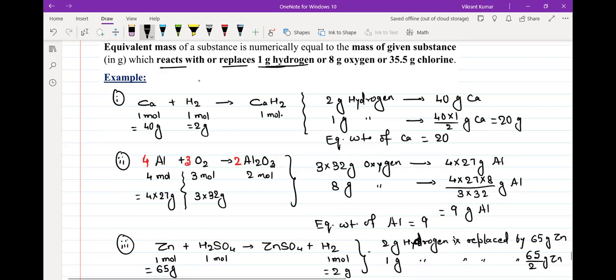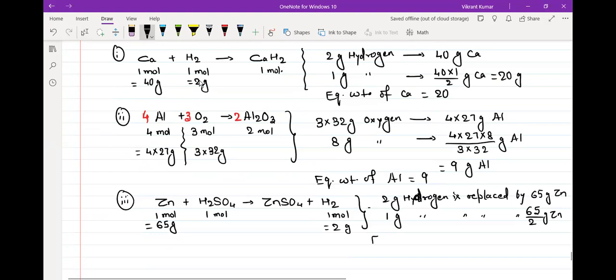And that's why if they are asking what is the equivalent weight of zinc, we'll say 65 by 2. That is 32.5.